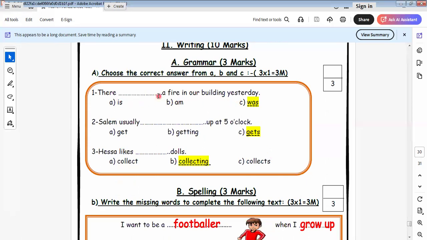There was a fire in our building yesterday. So here I use was. Why do we use was here? Because here we have yesterday, and yesterday, as we know, refers to the past simple tense.